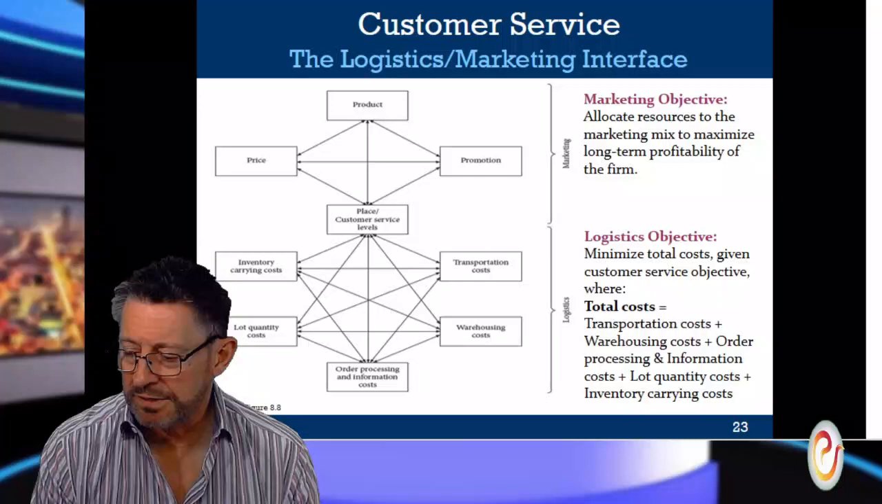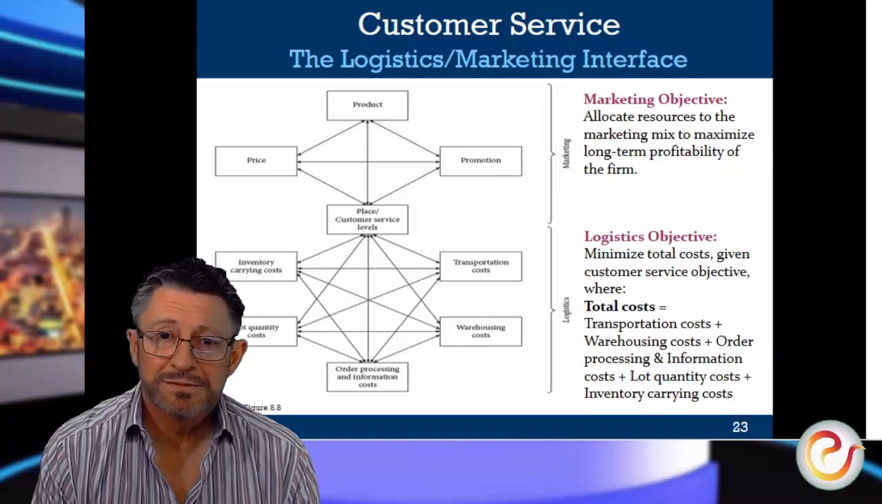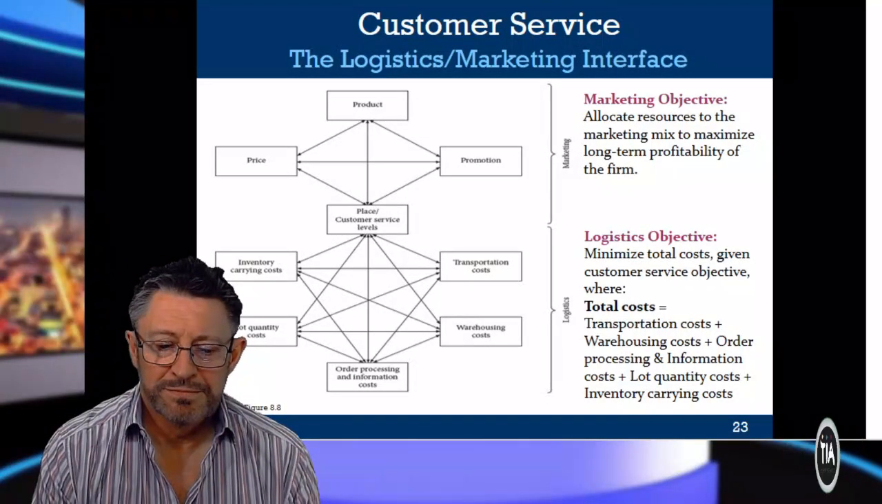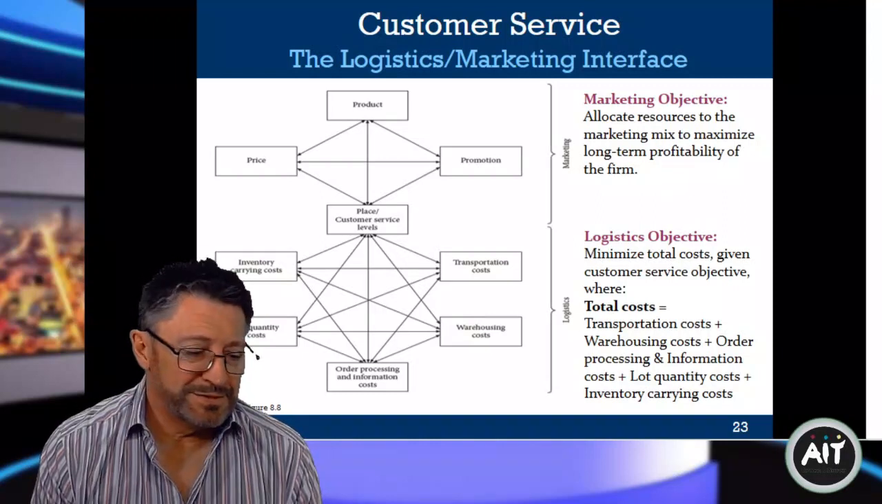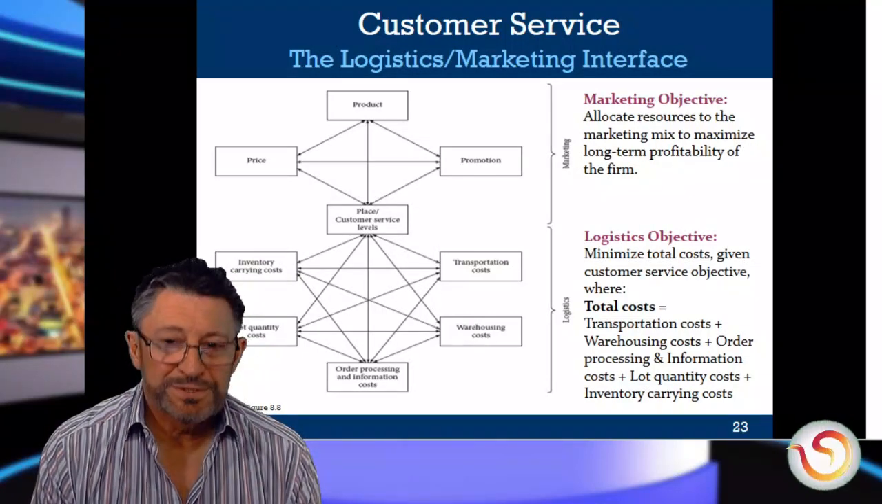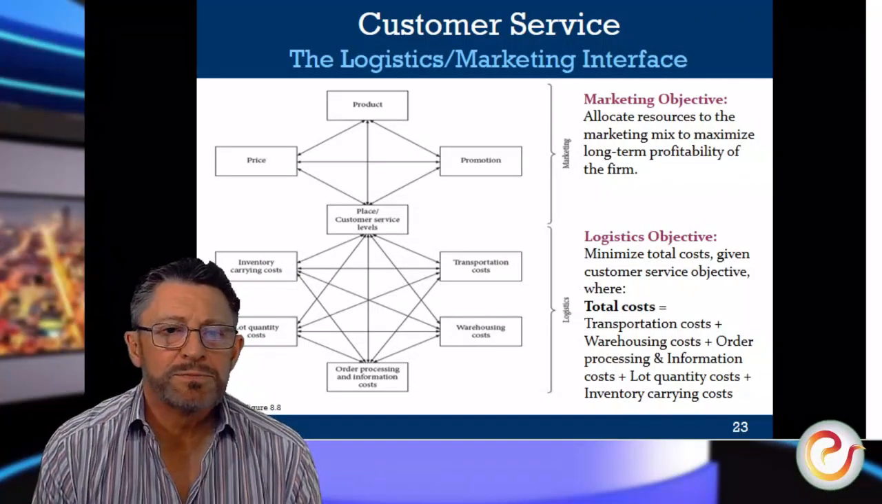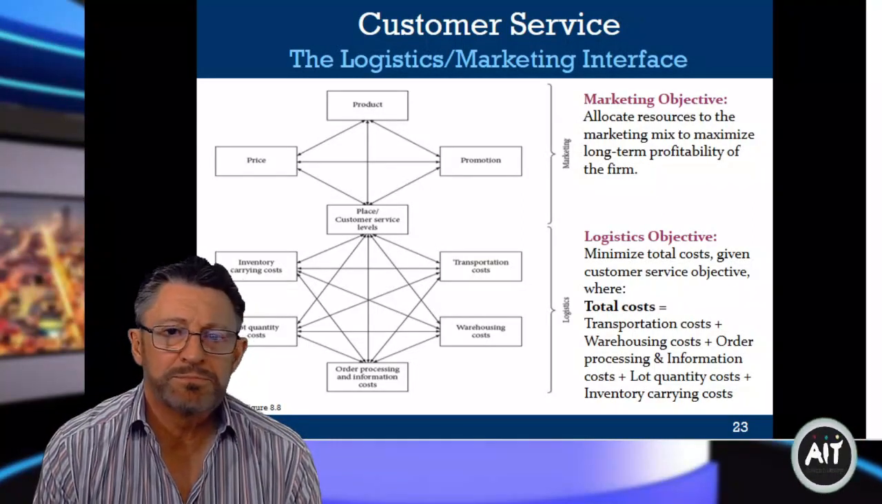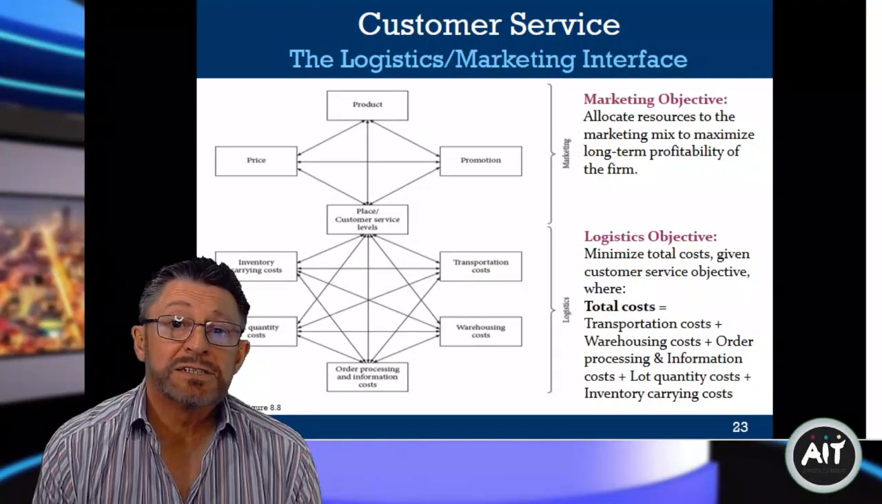Any suggestions what the marketing mix might be? 7 Ps. Very good. Thank you very much. I think that was Emma, wasn't it? Yeah. So 7 Ps: product, price, promotion, and place, physical evidence, people, and processes. And that's the servicing side of it.